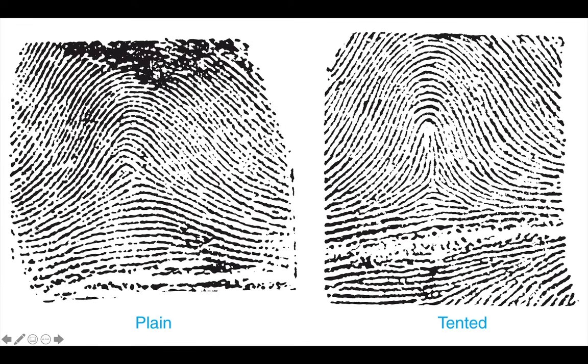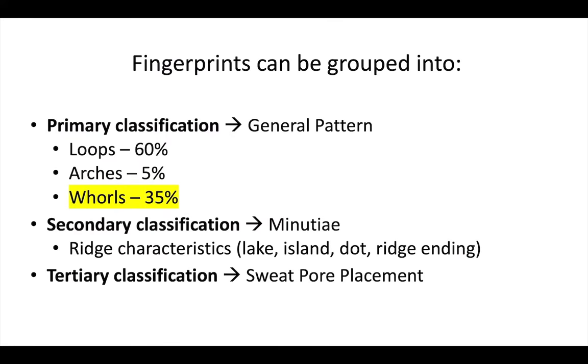Let's take a look. All right, I see here this is a plain arch, and the reason why is because the lines that come in and out of the pattern are pretty gradual. Definitely gradual compared to the tented over here, where they come up and down really dramatically. They shoot up and shoot back down. Notice there are no deltas, like we just saw with the loops. Those are your arches, two different kinds. You have your plain arch and your tented arch.